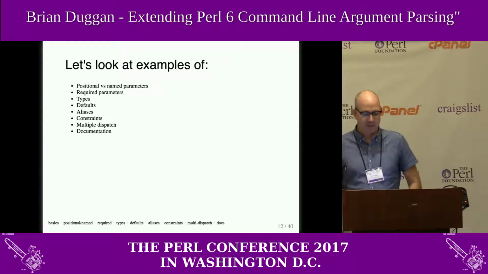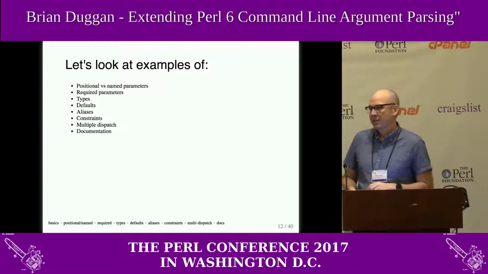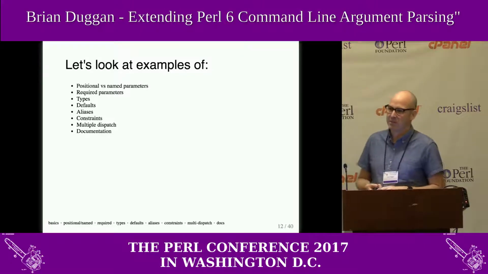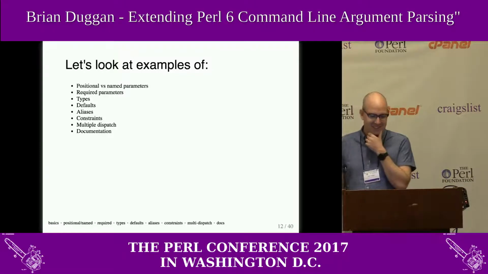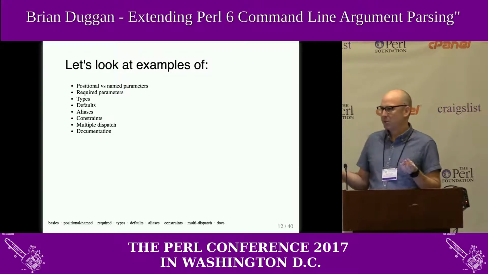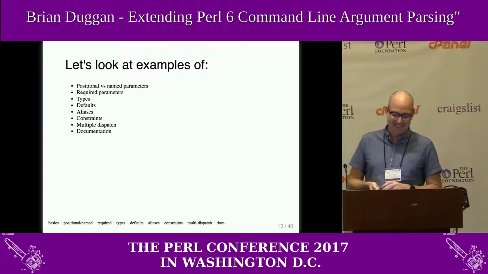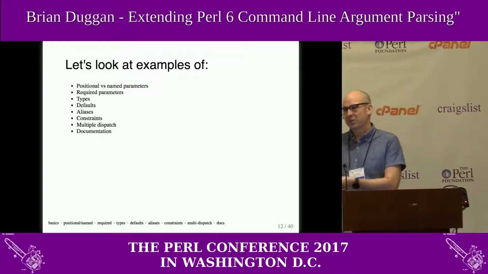And the examples I'm going to look at are the ones that I just described. So some examples of how positional versus named parameters get handled, required parameters, examples of types, defaults, and then aliases, constraints. We'll see how multiple dispatch comes into play, and how the documentation can be taken from the subroutines and put into command line documentation.